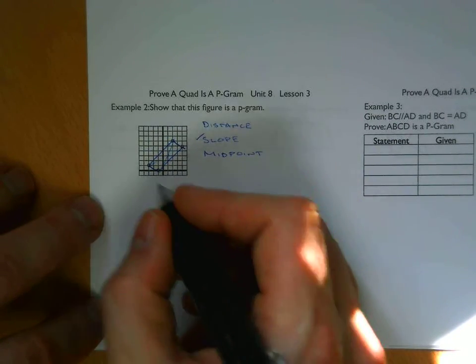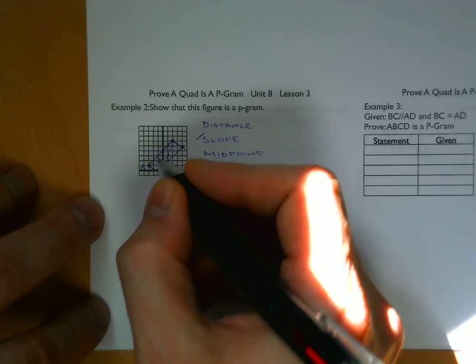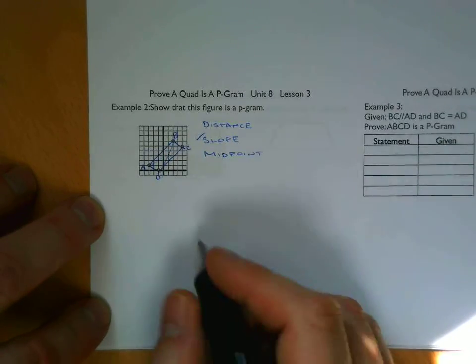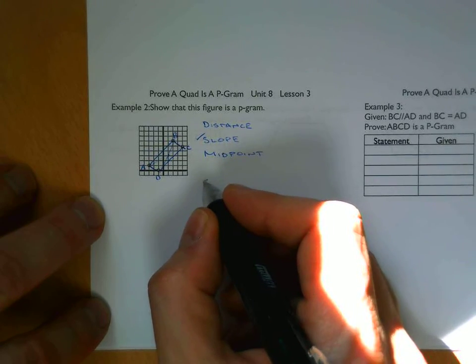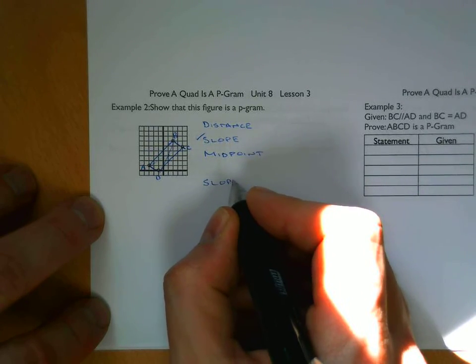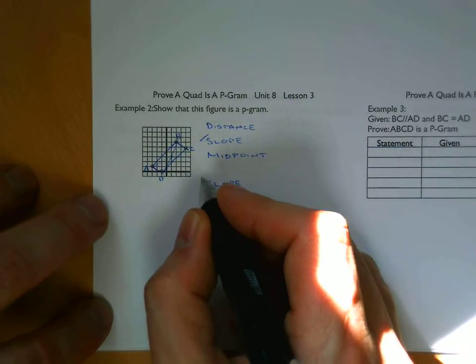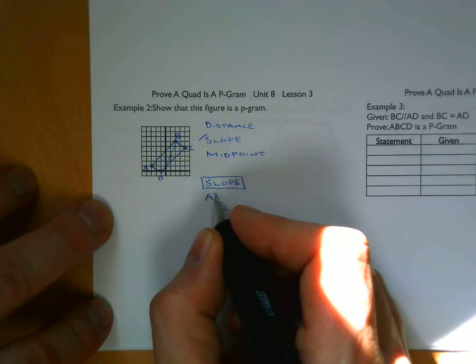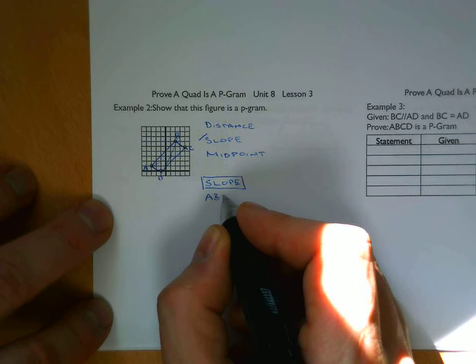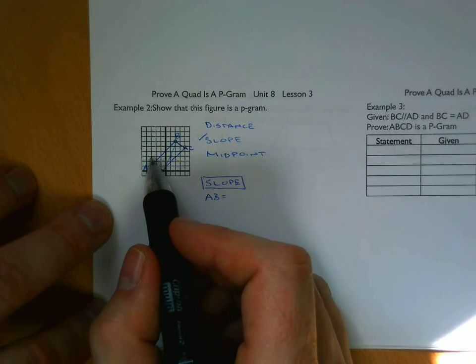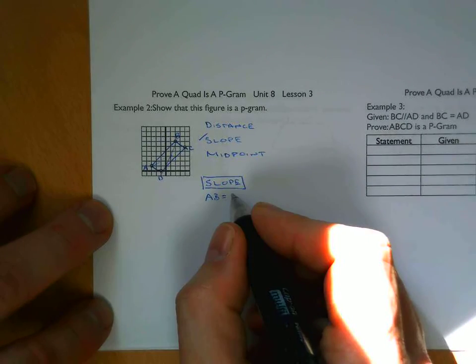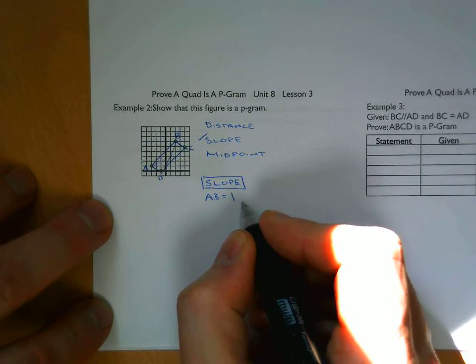And so I'll label this quadrilateral ABCD, and I'll just try to stay organized here. We'll label it slope so that the reader knows we are finding the slopes. Let's compare AB and DC. The slope of AB, well, let's see, it looks like 1, 2, 3, 4, 5 over 1, 2, 3, 4, 5. 5 over 5 would be 1.